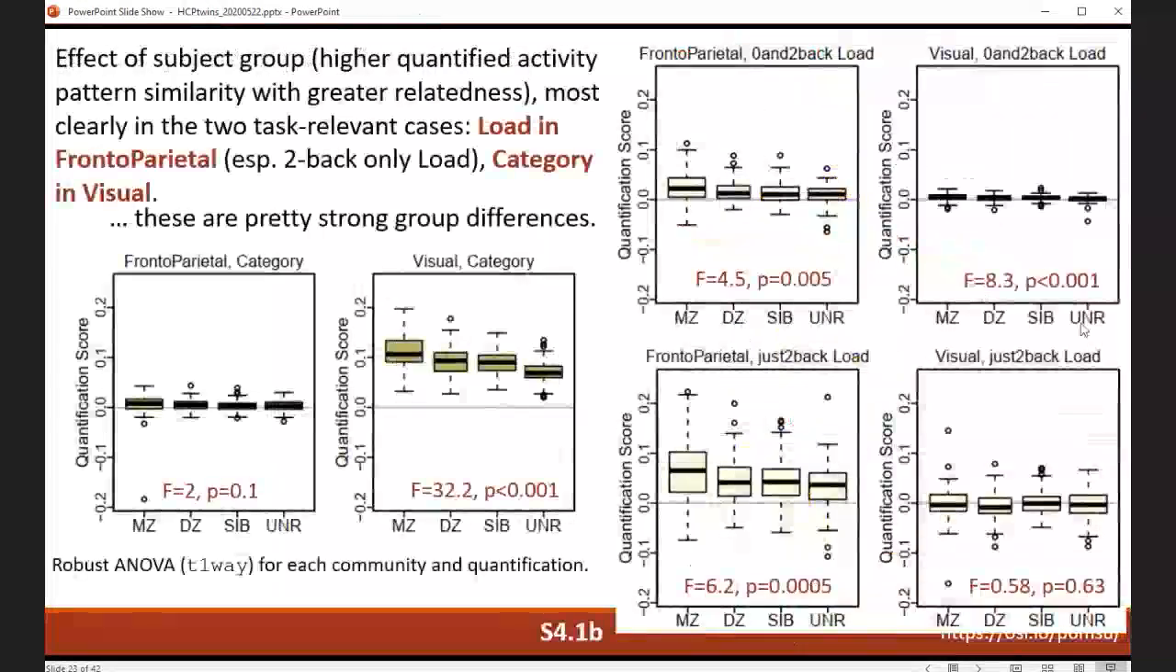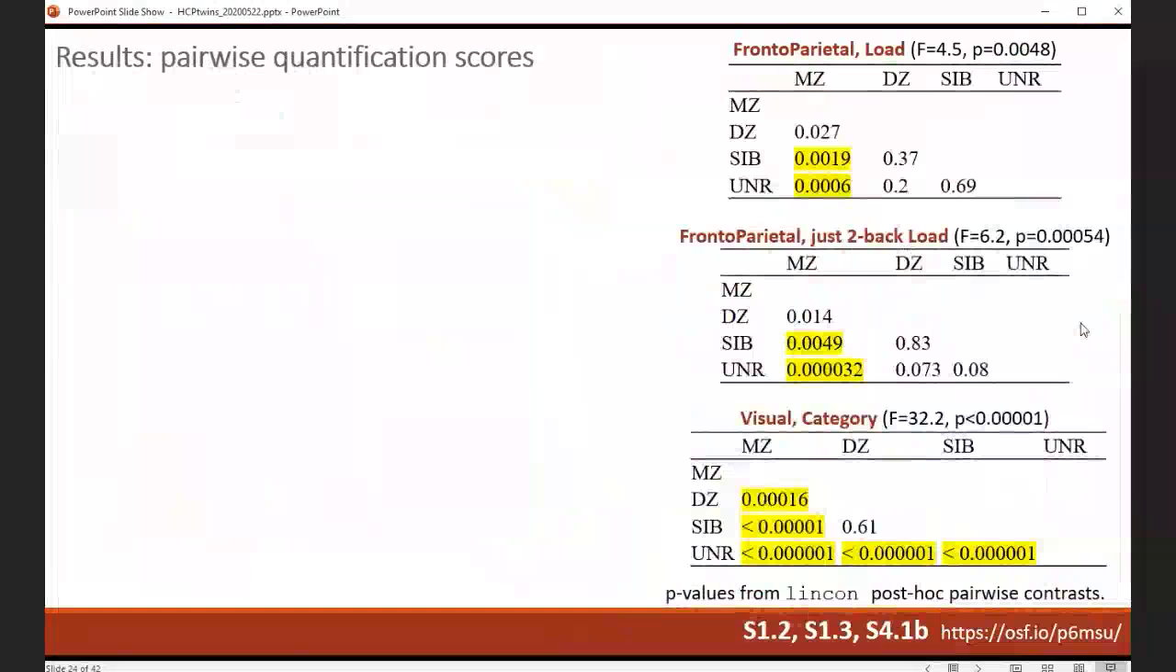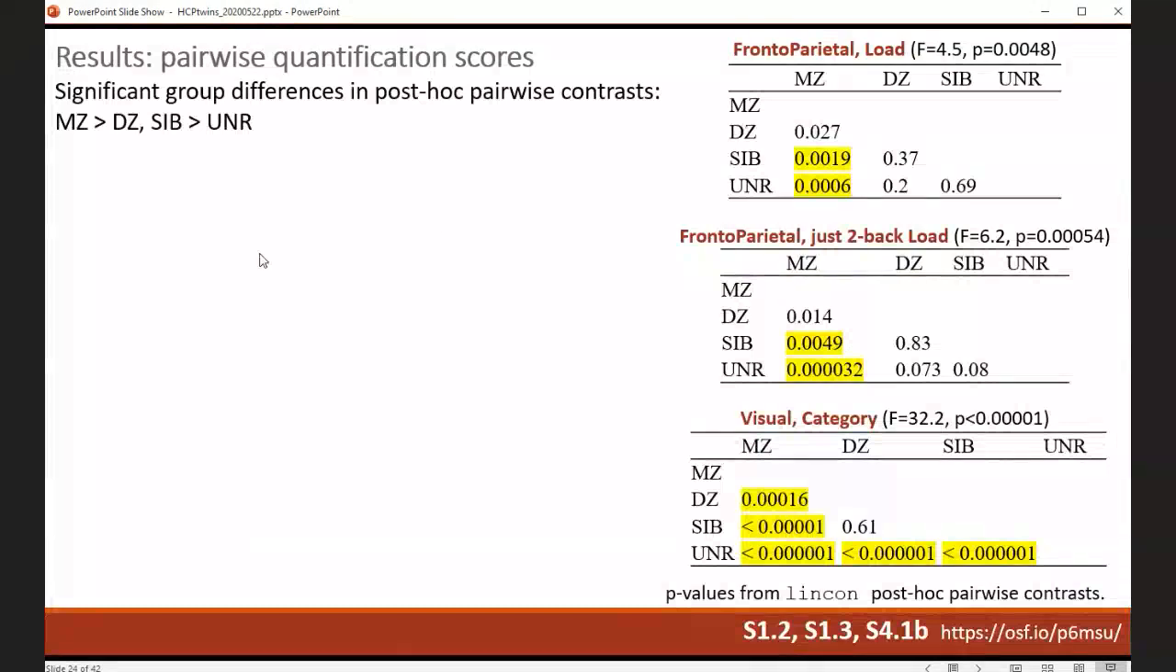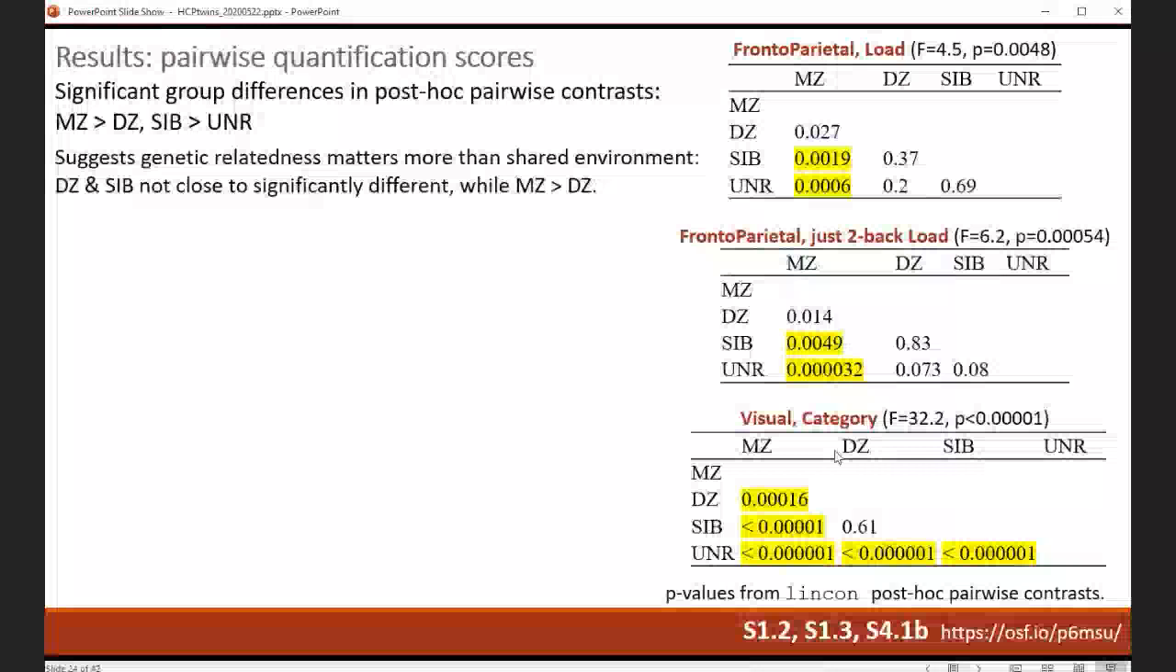This was showing the ANOVA type plots, and then these are the post hoc contrasts for the different pairwise differences, and you can see that with the frontoparietal we get actually stupidly high significances, and so these are also suggesting that genetic relatedness matters. I have to try to be fast, but the sibling versus DZ is not remotely significantly different anywhere.